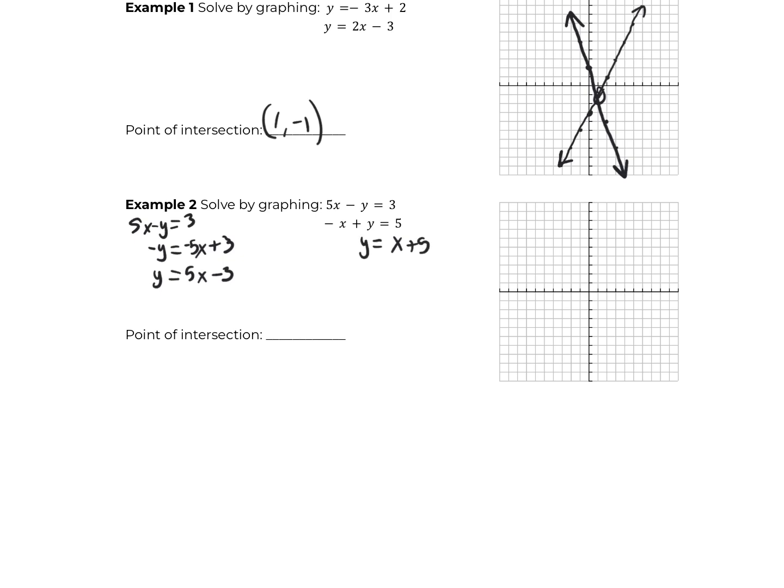The first equation, y equals 5x minus 3. I have a y-intercept there of negative 3. A slope of 5 means I go up 5 to the right 1. I can also go down 5 to the left 1, and then just connect the dots.